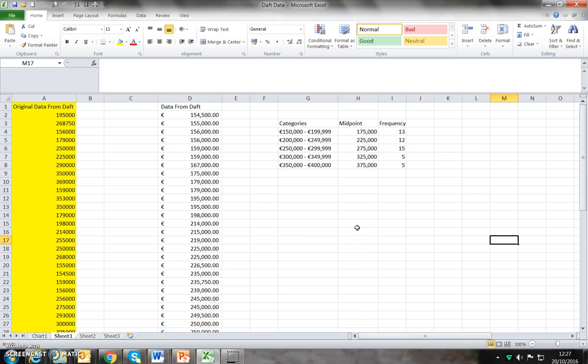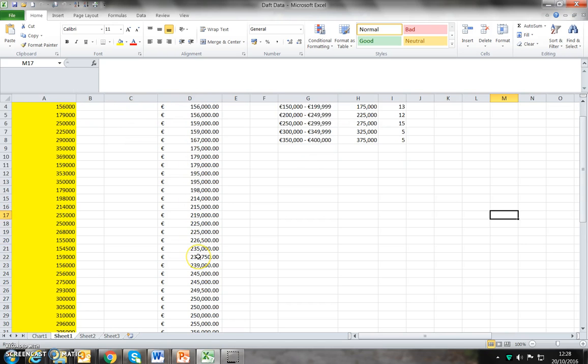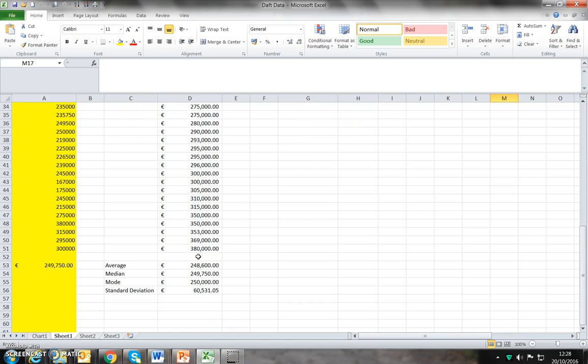Now just to remind ourselves, we have some data from DAFT, 50 observations. This is the original data from DAFT, not ordered or anything like that, just copied and pasted in. I'll keep the original there in case I ever need to go back to it, so I don't have to regenerate it from DAFT. I'll just leave it alone. I copied it into a new column here, ordered it, and carried out some simple descriptive statistics on the ungrouped data. So I see the average, 248,600, the median, 249,750, and the mode, 250,000. The standard deviation here was 60,000.